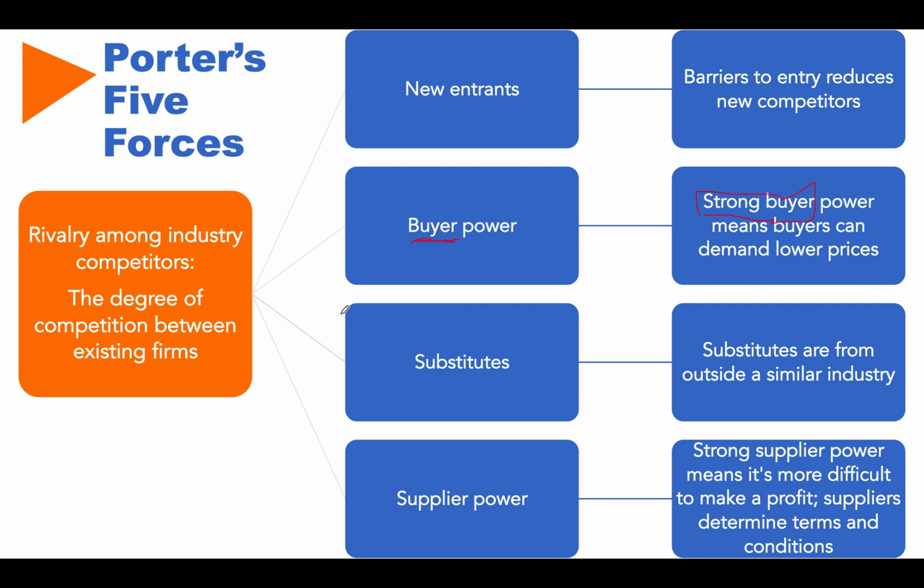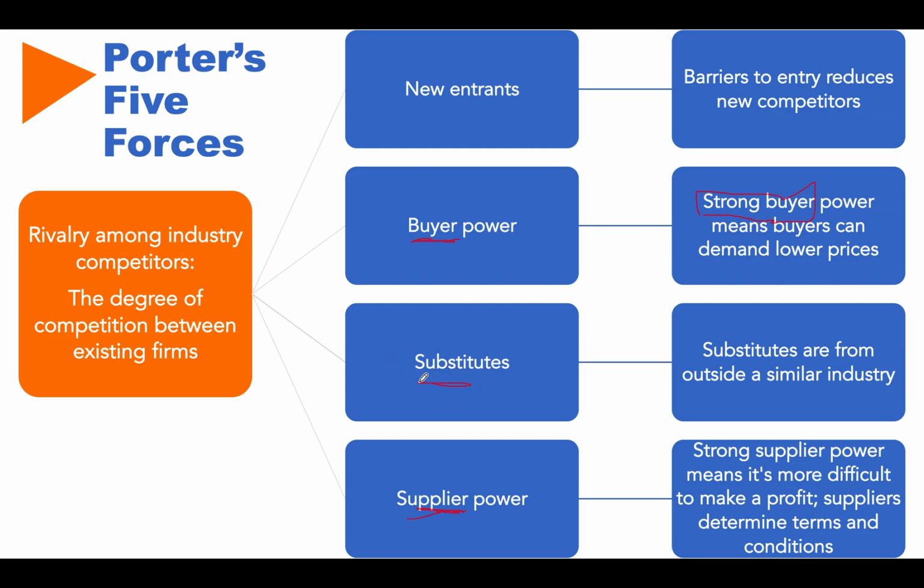We also have supplier power. So the suppliers are the individuals that supply us with items. So if they have more power, it means that they can actually determine terms and conditions, and it's harder for us to actually make a profit.